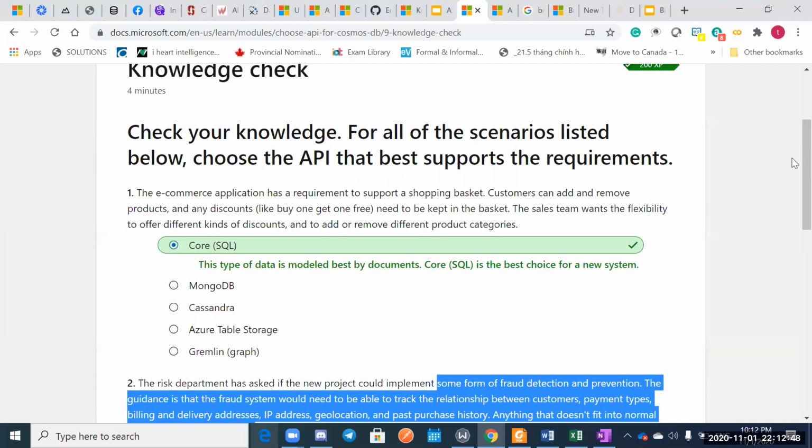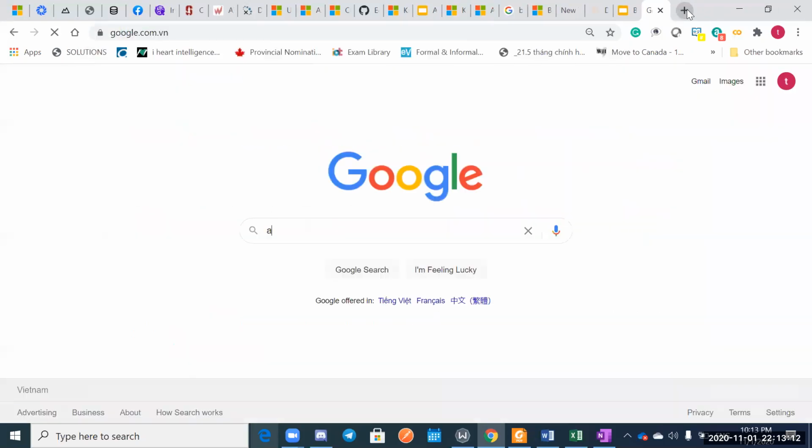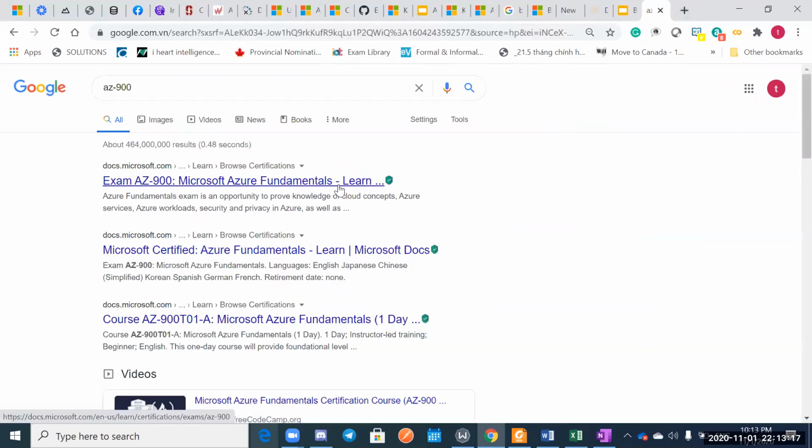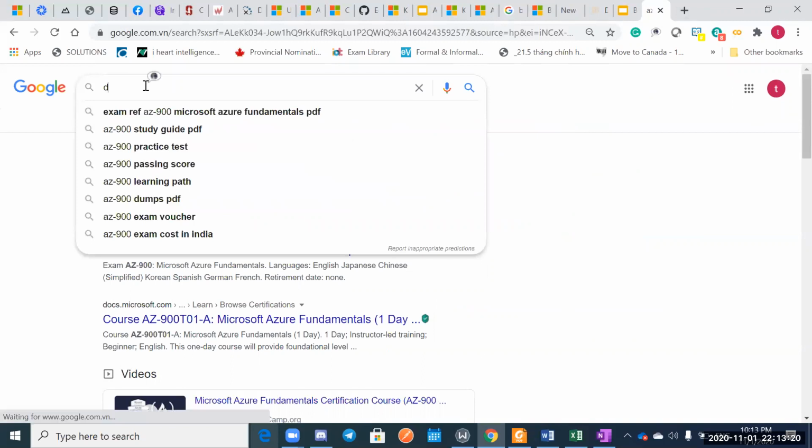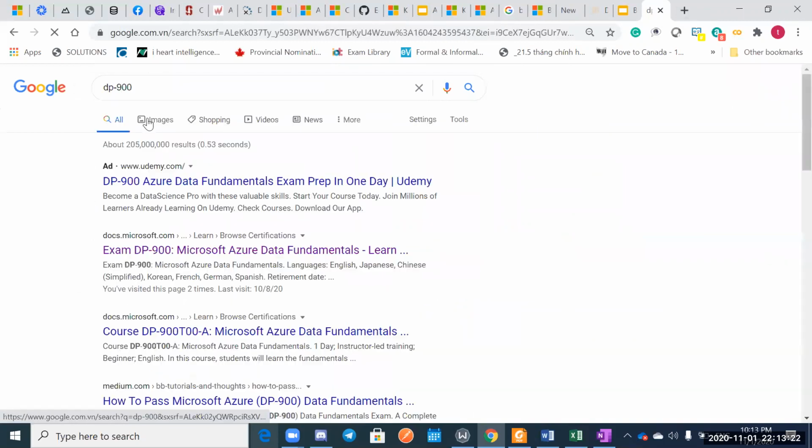You mean AZ-900 is the fundamentals, that's it? Pardon? AZ-900 is the Azure fundamentals, isn't it? Yeah, let me see. Yes, it is the fundamentals one. It's Azure Fundamentals.